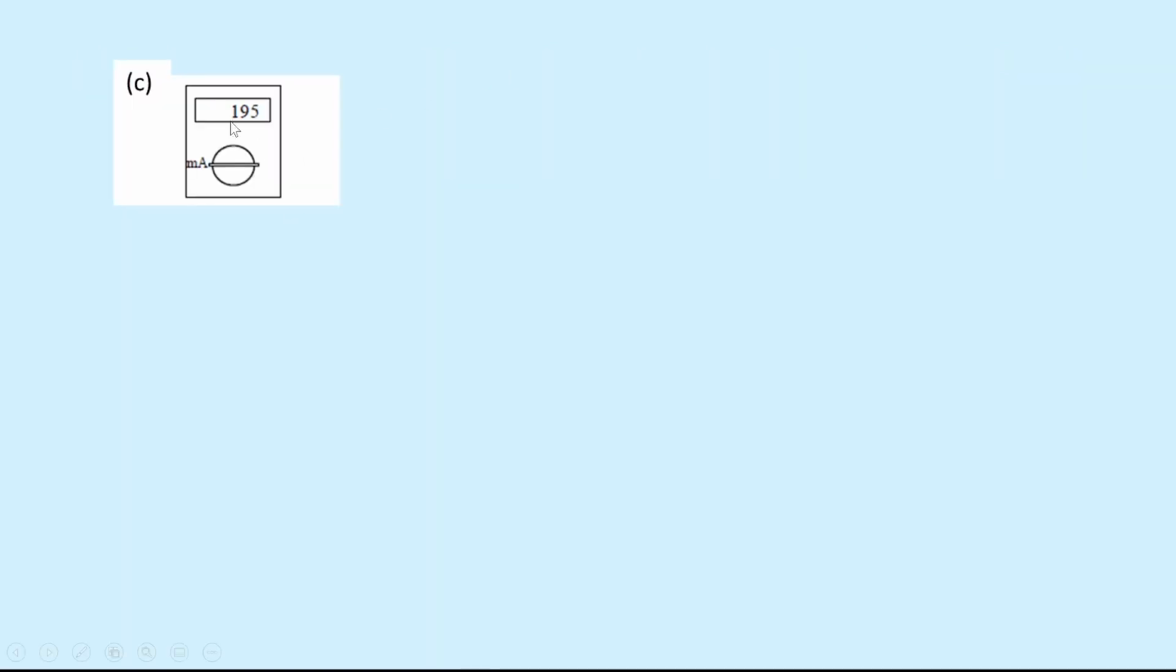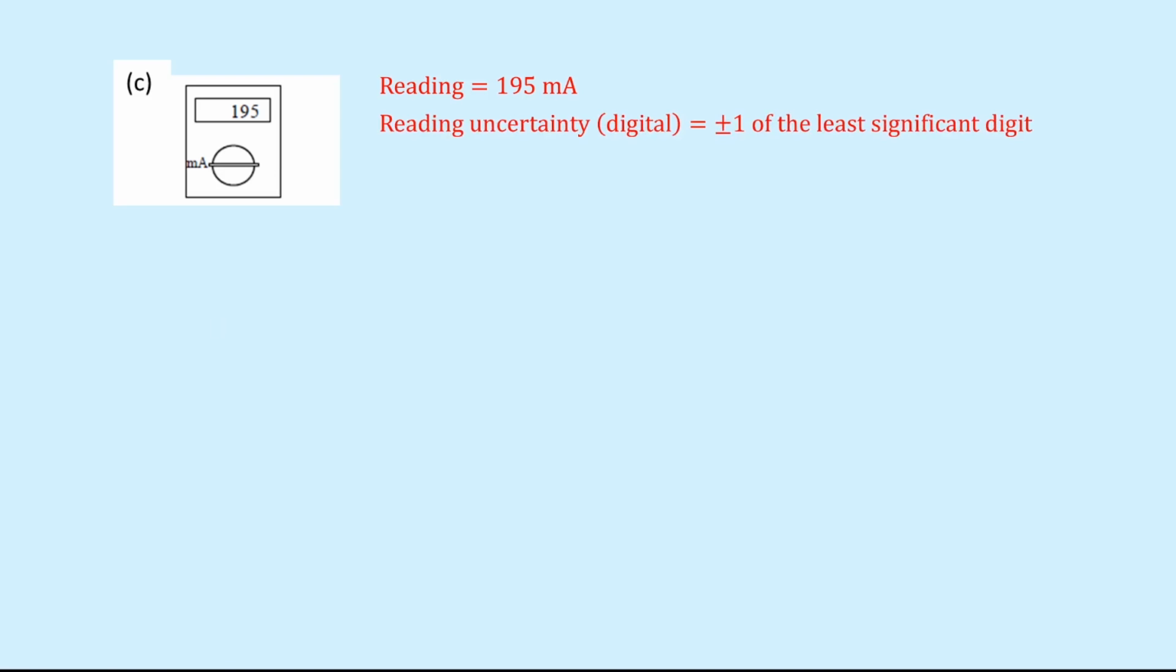Part C is 195, but notice we've got milliamps instead of just amps here, so our reading is going to be 195 milliamps. Our reading uncertainty in the digital scale is plus or minus 1 of the least significant digit.